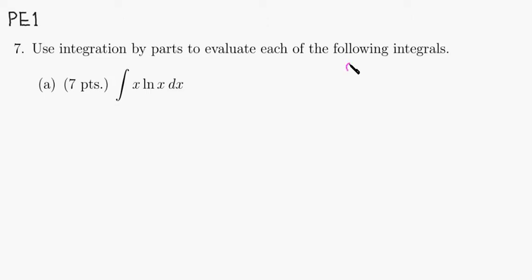The integral of u dv is equal to uv minus the integral of v du. So we're going to have to determine u and dv first. We're going to let u be something you can take the derivative of.